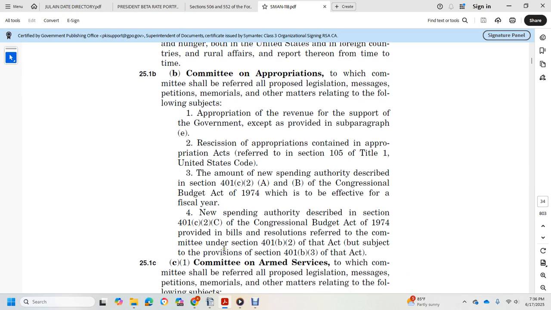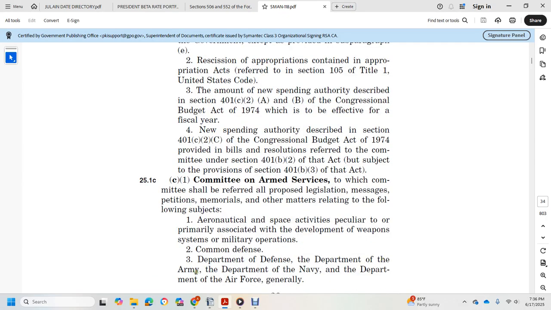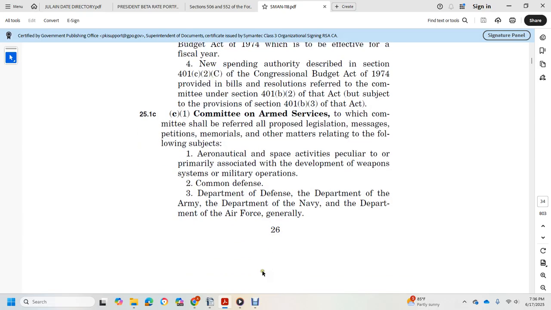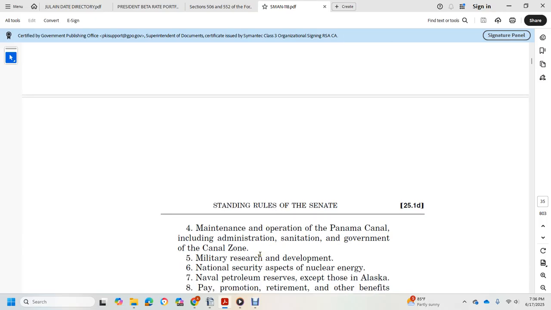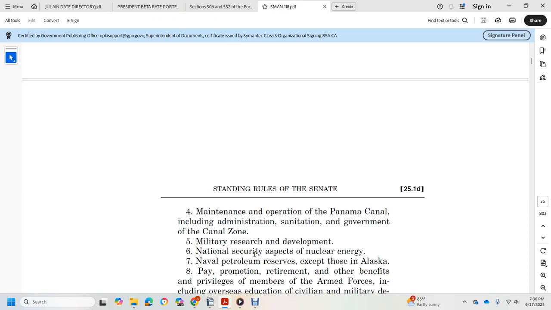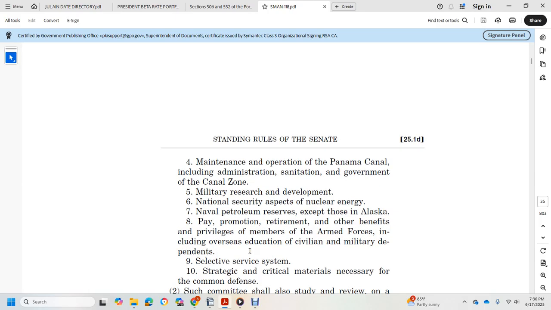Committee on Armed Services. To the committee shall be referred all proposed legislation, messages, petitions, memorials, and other matters relating to the following subjects: aeronautical and space activities peculiar to or primarily associated with the development of weapons systems or military operations, common defense, the Department of Defense, the Department of the Army, the Department of the Navy, and the Department of the Air Force generally, maintenance and operation of the Panama Canal, including administration, sanitation, and government of the Canal Zone, military research and development, national security aspects of nuclear energy, naval petroleum reserves except those in Alaska, pay, promotion, retirement, and other benefits and privileges of members of the armed forces, including overseas education of civilian and military dependents, selective service system, and strategic and critical materials necessary for the common defense.